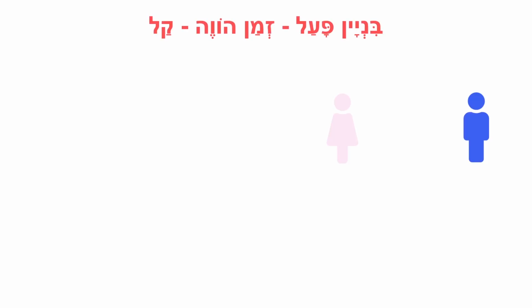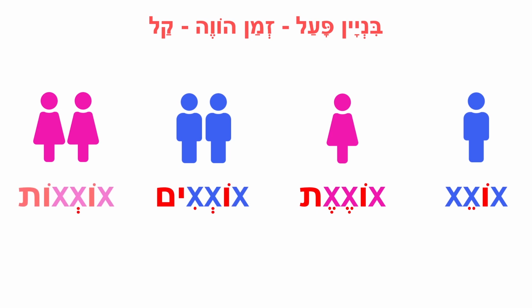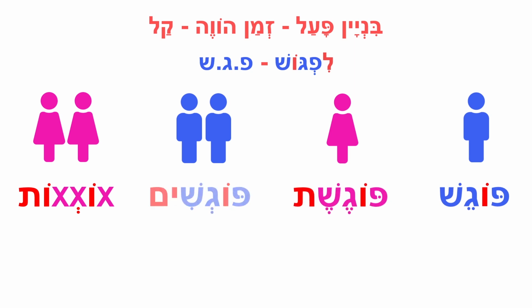Next example, the verb livgosh. Livgosh is to meet. 4 conjugations, same conjugation pattern in the present tense. The verb livgosh contains the root letters pei, gimel, shin, and since the pei is the first root letter, in the conjugation it will become the first letter of the word. Therefore, being without a dagesh in the infinitive, it will receive a dagesh. The conjugation will be pogesh, pogeshet, pokshim, pokshot. And the infinitive is livgosh, the verb to meet.